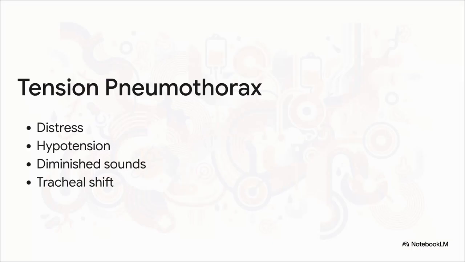The answer is A. This presentation sharply contrasts with Beck's triad, which points to cardiac tamponade. A right-sided tension pneumothorax gives you respiratory distress, hypotension, diminished breath sounds on the right, hyperresonance, and jugular venous distension. Crucially, that massive pressure buildup physically pushes mediastinal structures away from the injury, creating that classic leftward contralateral tracheal deviation.